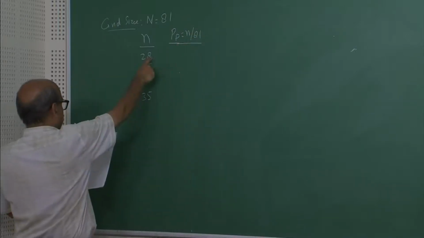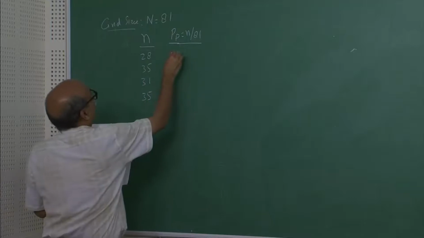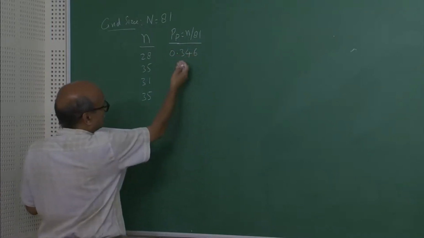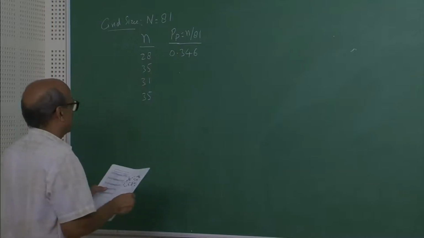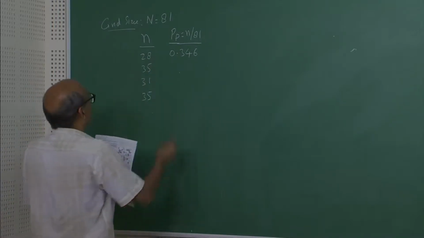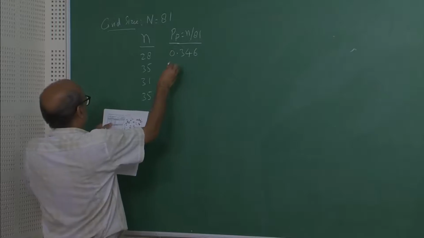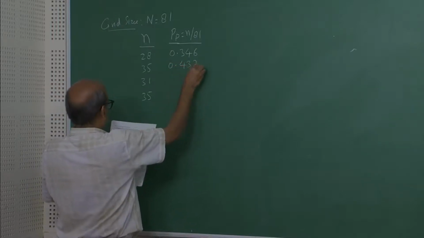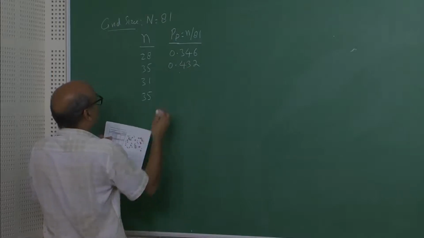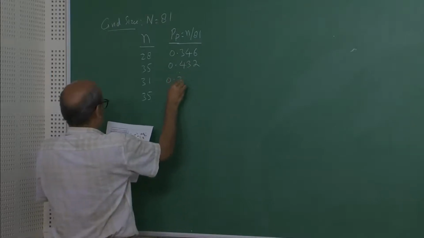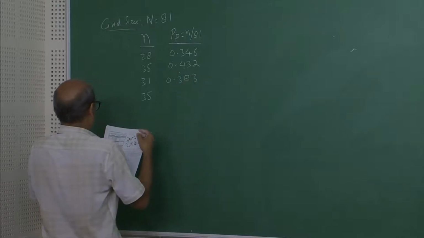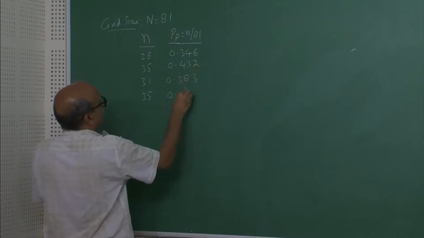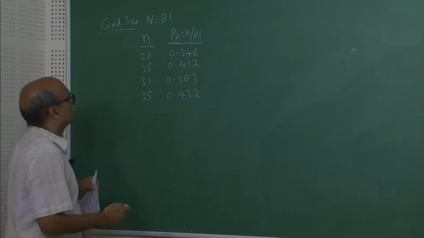So, 28 divided by 81 would give me 0.346, or 34.6%, as the estimate of the fraction. 35 divided by 81 would be 0.432. 31 divided by 81 would be 0.383, and finally 35, well, we already have one figure like that, so it is the same, 0.432.